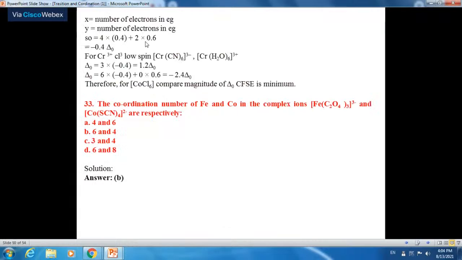They have calculated here minus 0.4 delta for these, then for these two it is 1.2 delta naught. This is minus 2.4 delta naught. The least is for chlorine.